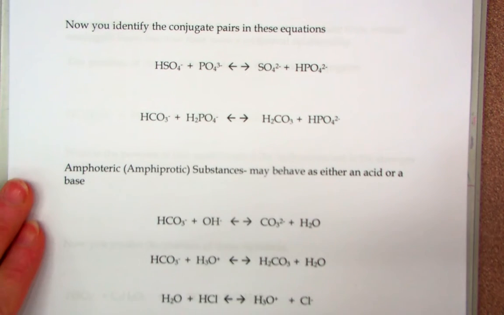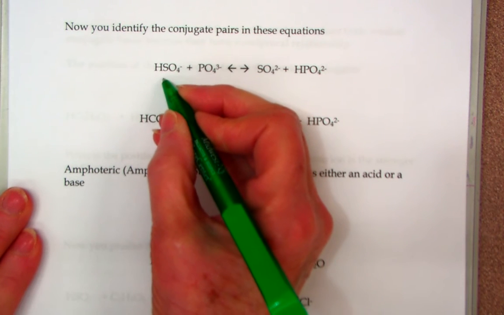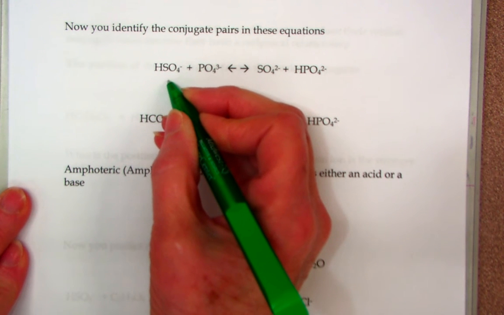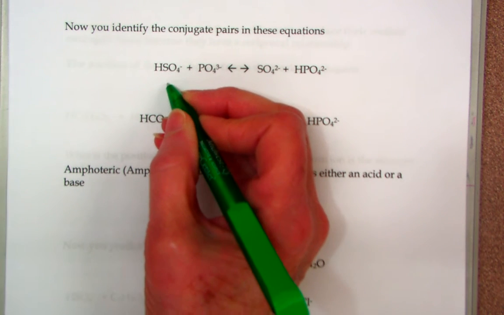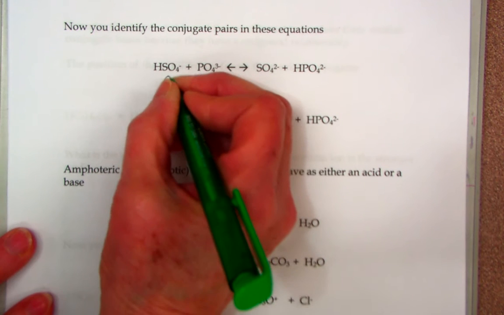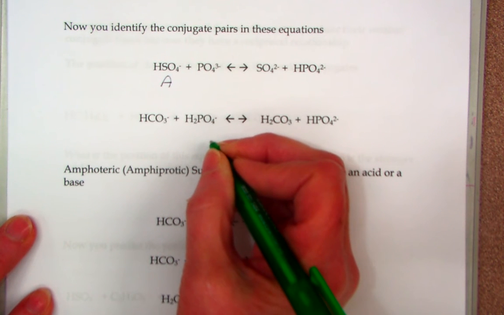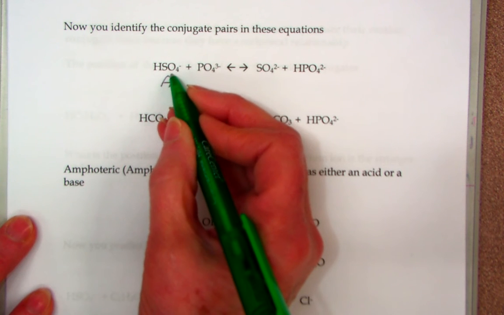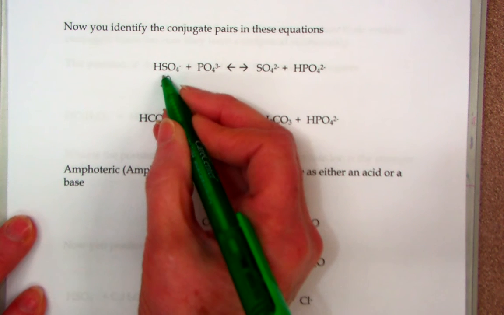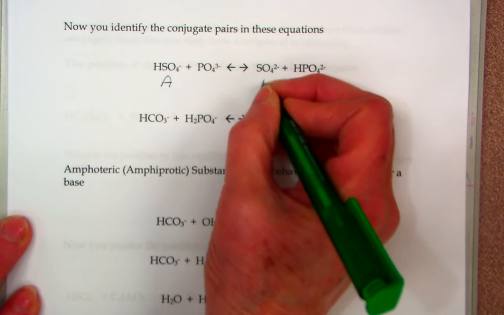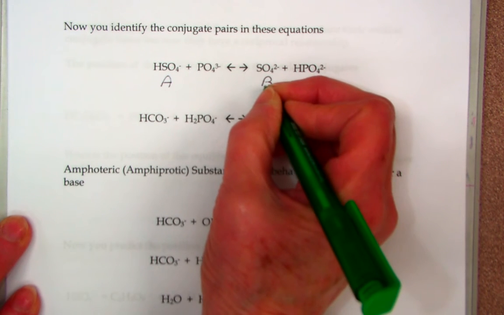Okay, what did you come up with? What is this, the hydrogen sulfate ion? Is it an acid or a base in this chemistry? It's an acid. And what is its conjugate base? HPO4 negative 2 has one proton different than the hydrogen sulfate? Sulfate ion is its conjugate base.